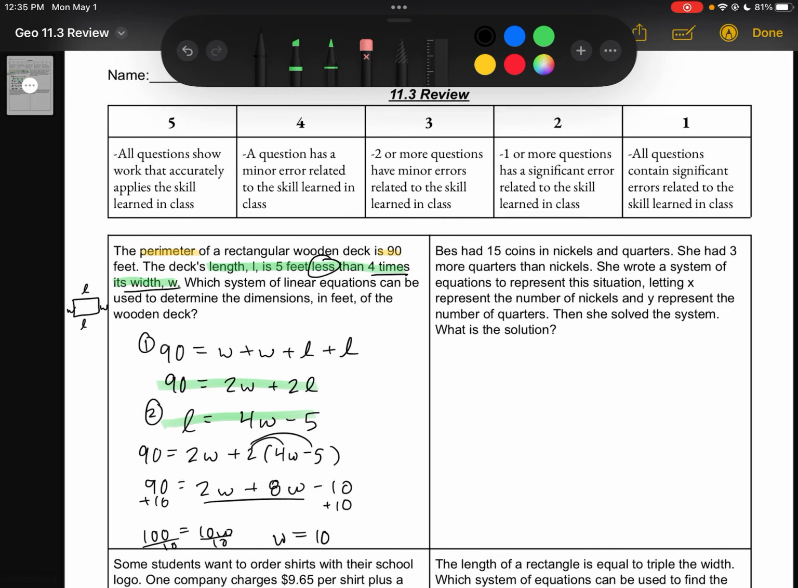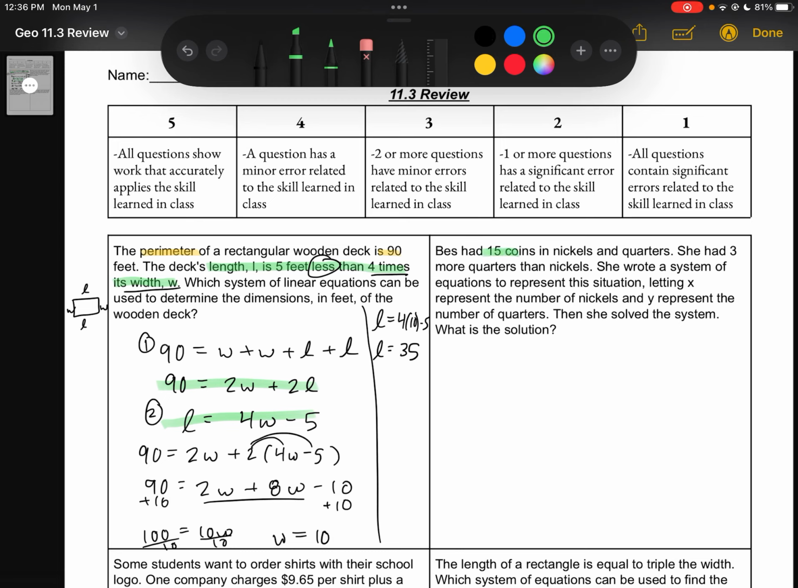So based off of that, we can go back to any of our equations and plug back in. So if we have L equals 4 times W minus 5, we can get a length of 35. So that is our first question. Again, two equations, go through and solve, and we're good from there.